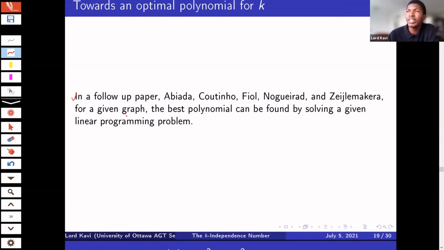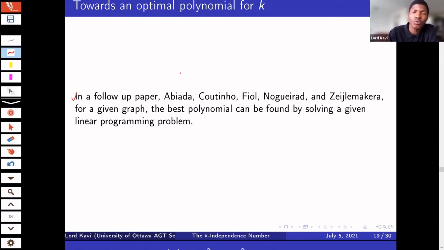So basically, if you give me any graph at all, and you give me the eigenvalues for that graph, we solve the linear programming problem, and it gives us the best possible polynomial because it's optimization. So we get the best possible polynomial, and with that, we are able to find the bound on alpha k. All right. In this talk, our focus is getting a closed form formula. We want a closed form formula that we can always use.